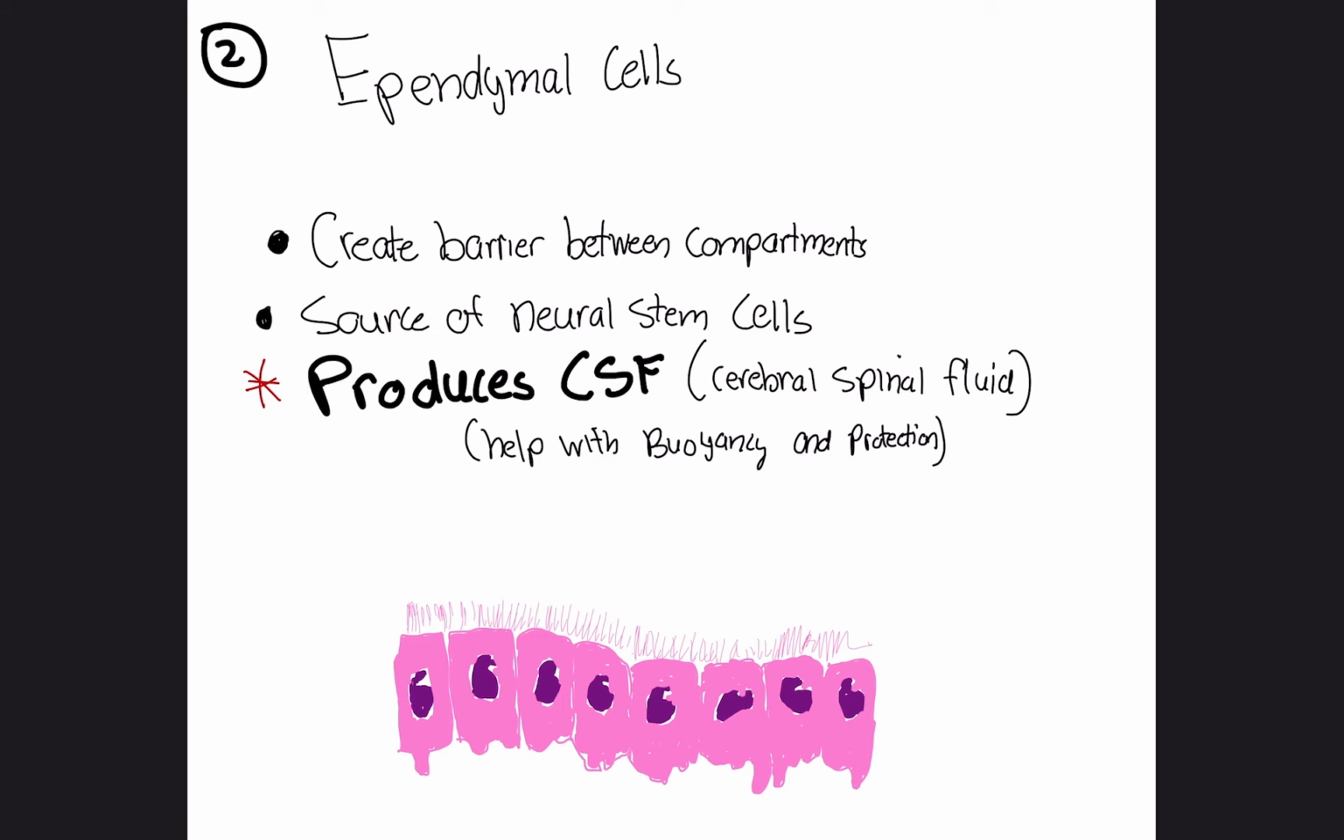All right, next up, you have ependymocytes. These create the barrier between compartments. So how do the neurons not touch other stuff around the area? These ependymocytes protect it. They're also the source of neural stem cells, just like astrocytes, but only in development. The main point, and this is why I bolded it, is that they produce cerebrospinal fluid.